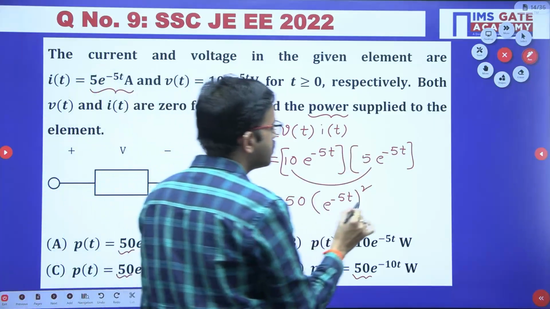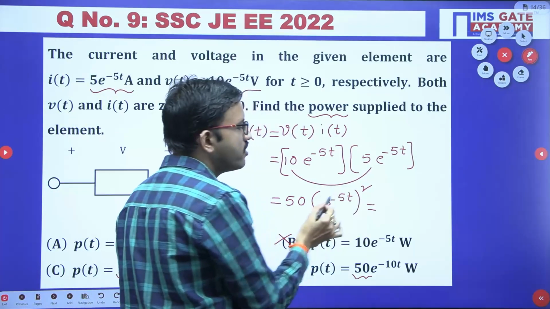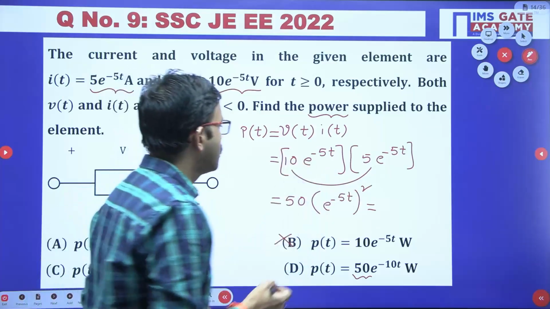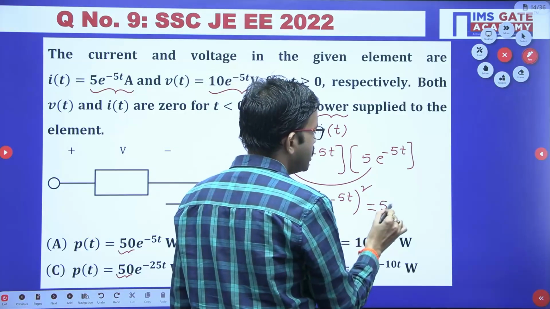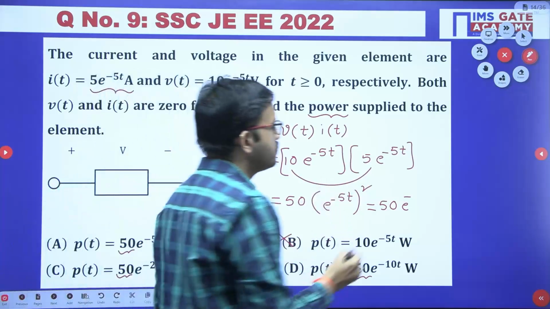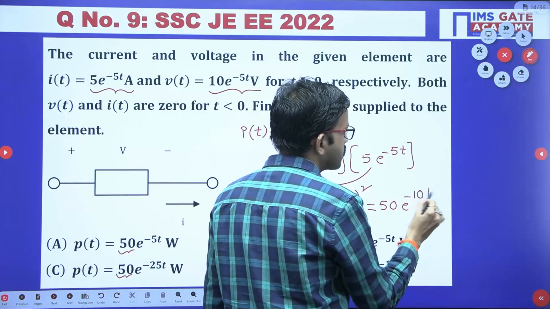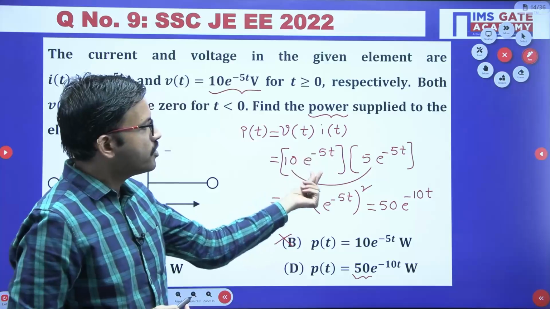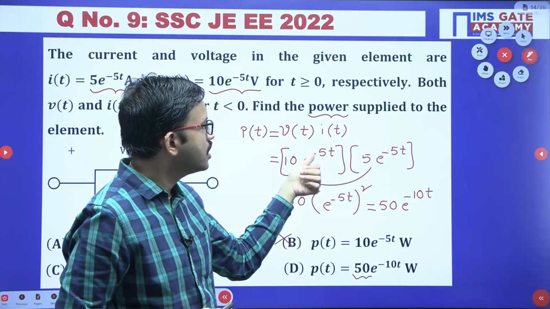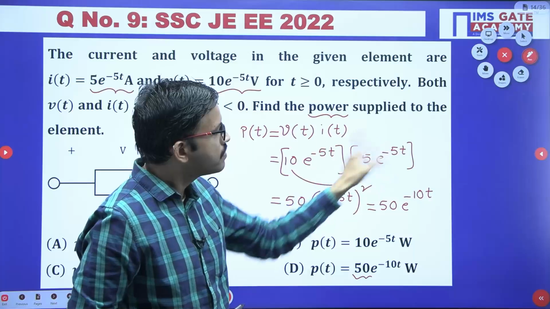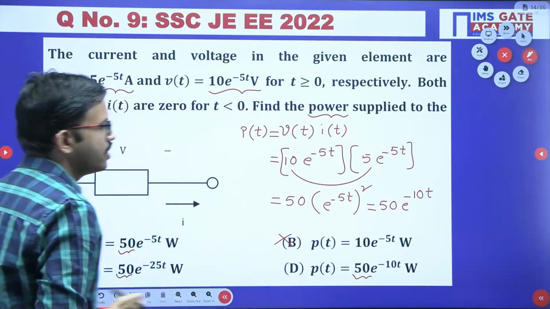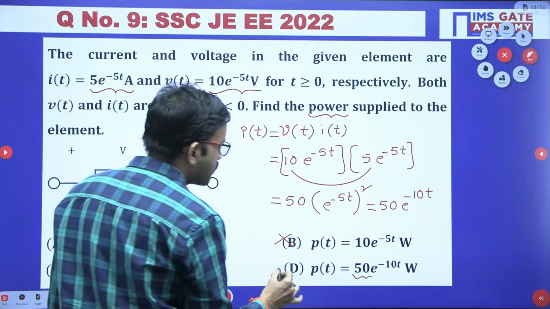Now a power m whole power n means a power mn. So from here you get 50 into e power minus 2 into 5, that means 10 into t. Otherwise you can write a power m into a power n as a power m plus n. In that case e power minus 5t minus 5t means e power minus 10t, no problem. So here option D is the correct one.